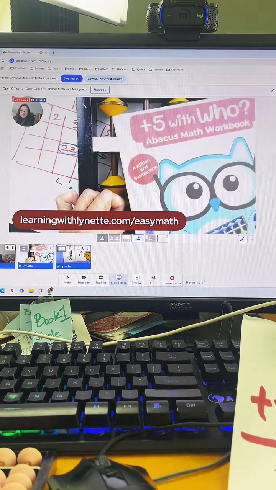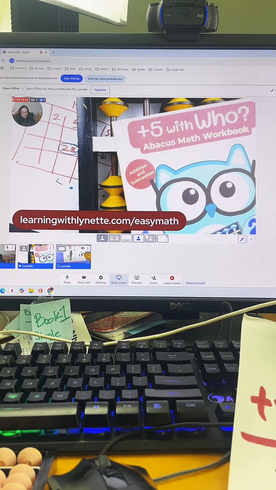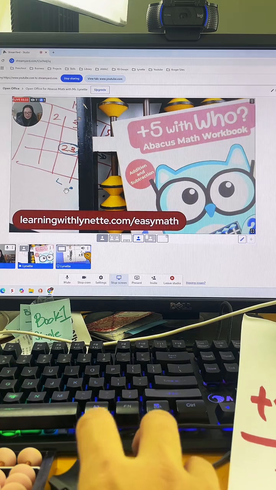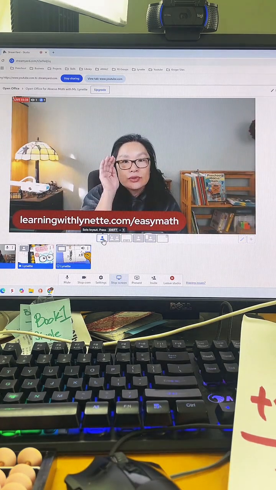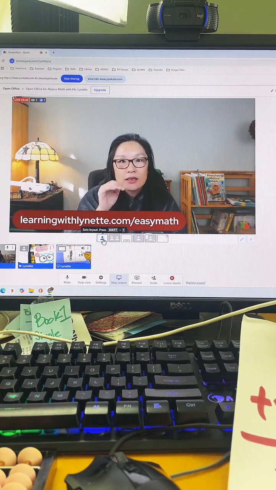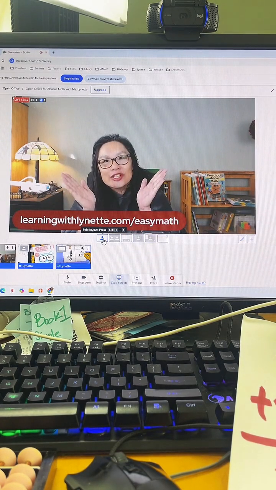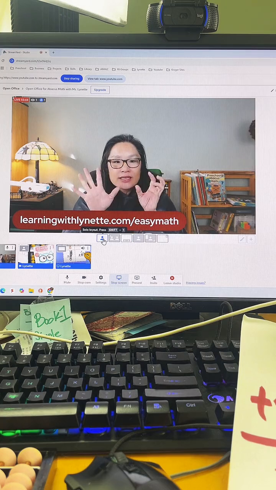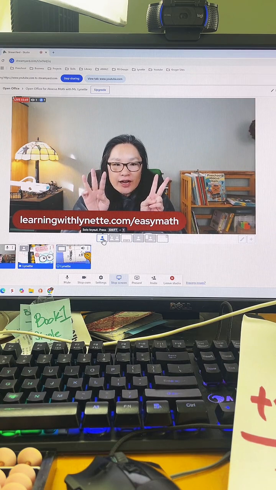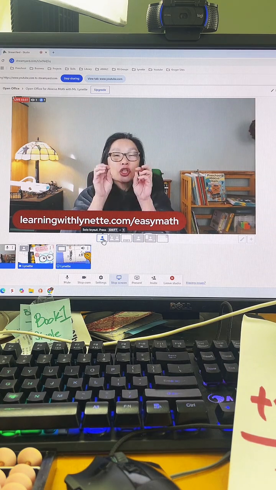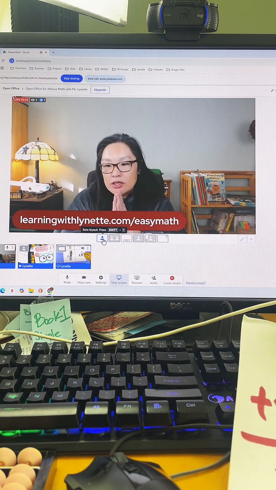So that's what this book is. It takes the plus 5 frame and pushes it to the next level. It's advanced usage of the 5 frame. It's great that they learned that 3 and 2 is 5. It's great that they know it, but then we actually use it in abacus.